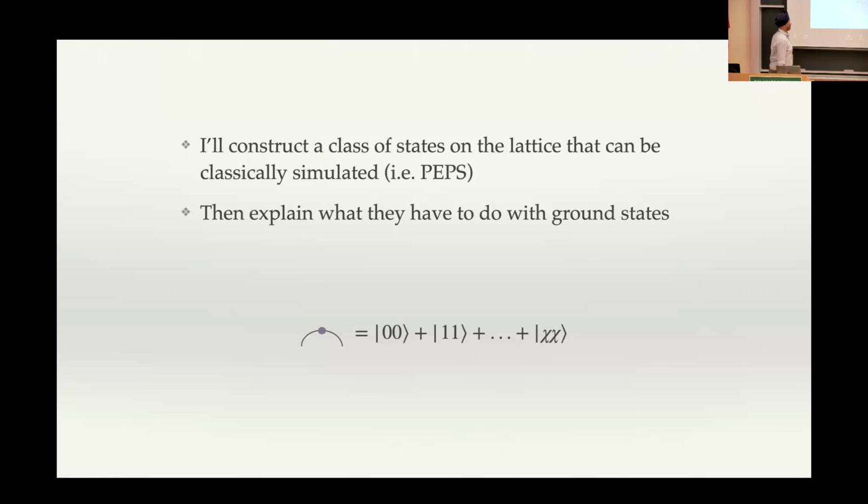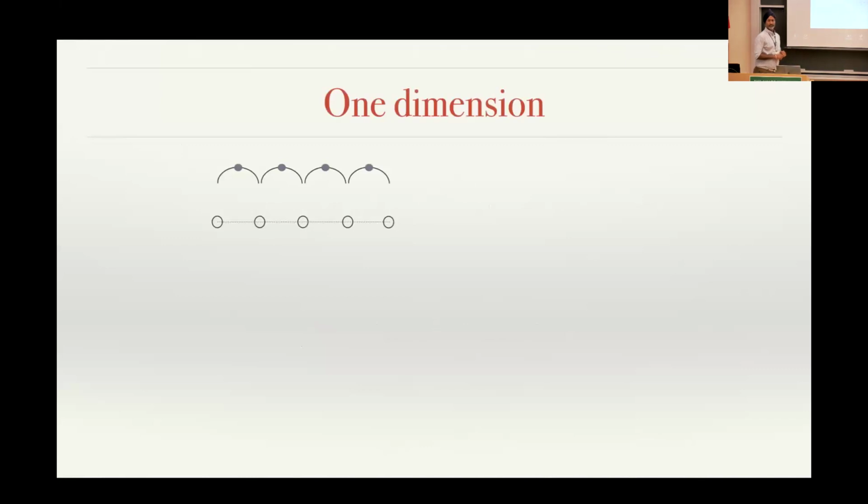This picture is actually a picture of a matrix. This dot with 2 lines is a matrix with 2 indices, and here it's basically just the identity matrix. So Bell states are just vectorized identities. Let's start in one dimension. I'm going to arrange a bunch of these Bell states on a line such that 2 virtual spins sit on a single lattice site.